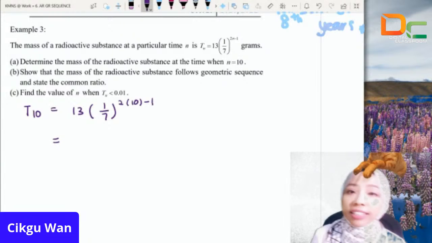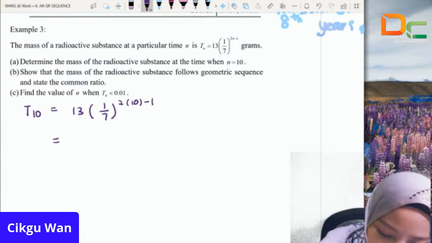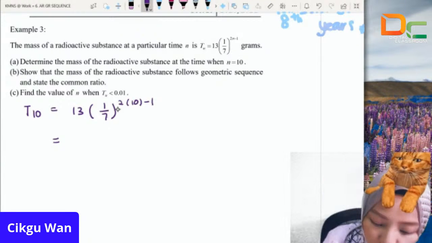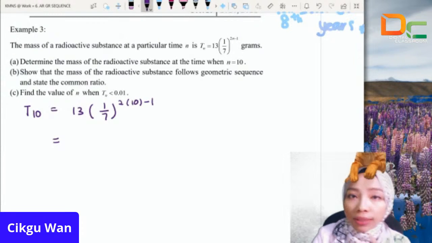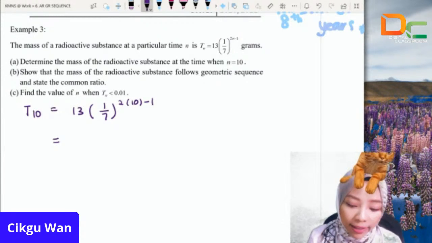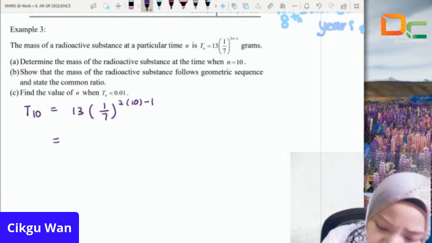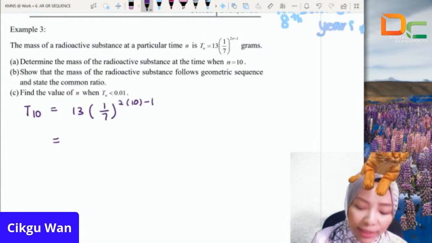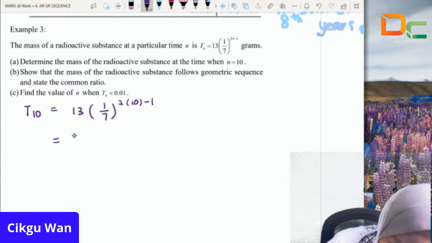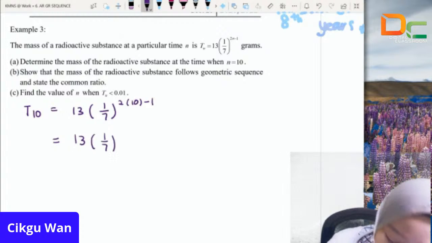Okay, ada yang nampak student dia potong 13/7 ni. Boleh ke? Tak boleh, 1/7 ini dia punya. Dia ada power. Ini orange, ini apple. Tak sama tak boleh didarabkan. Okay. Unless you dah tekan calculator, you dah power kan, baru you boleh darabkan 13. Okay. Alright. So 13 1/7 20 minus 1, 19.